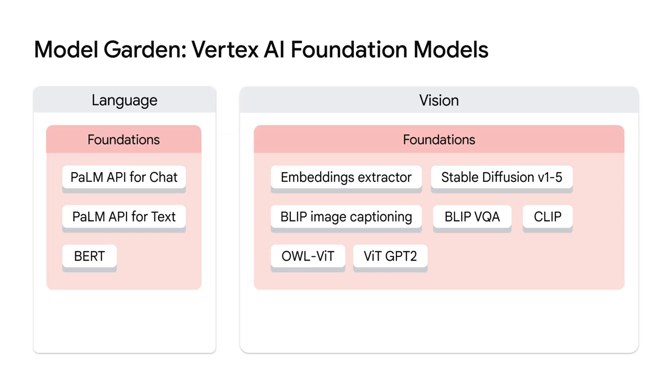Vertex AI offers a model garden that includes foundation models. The language foundation models include Palm API for chat and text. The vision foundation models include Stable Diffusion, which has been shown to be effective at generating high-quality images from text descriptions.